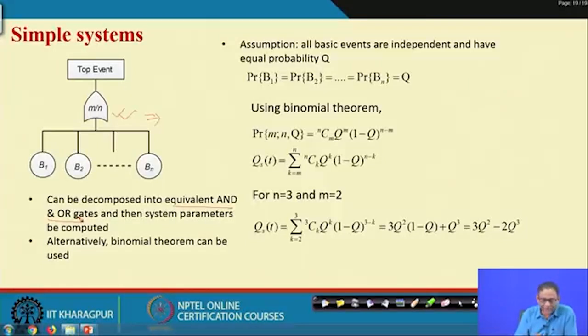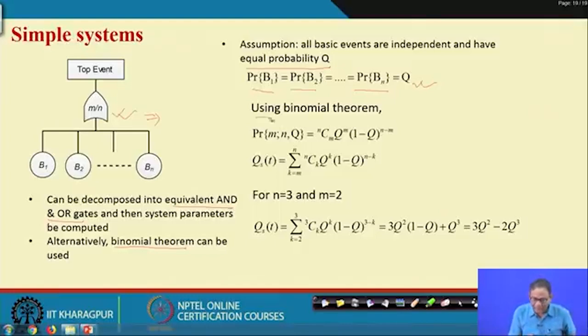So, here we will just show another approach, basically using the binomial theorem. In order to use the binomial theorem, we will assume that all the basic events are independent and have equal probability Q. That means probability of B1 equals probability of B2 equals probability of Bn equals Q, where Q is basically the component-level unavailability. Okay.